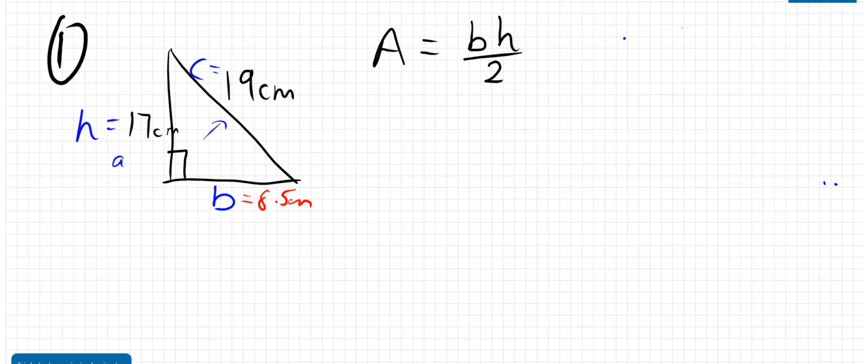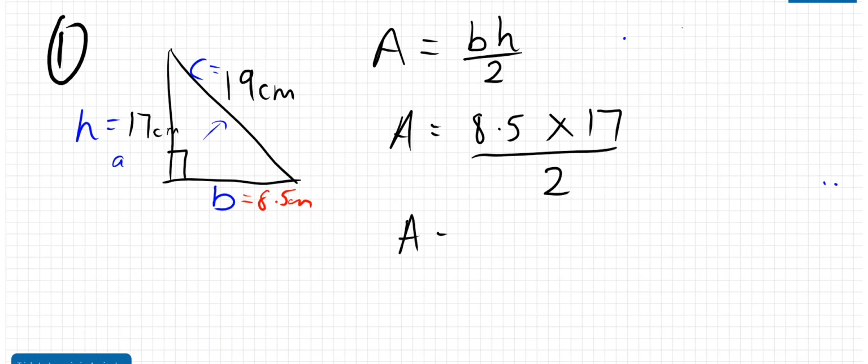So now that I have my base, I can now substitute it into my formula and find the area of this triangle. So I've got my formula here. So area is equal to base, which is now 8.5, times my height, which is 17, divided by 2. So area will be equal to 72.3 centimeters squared.